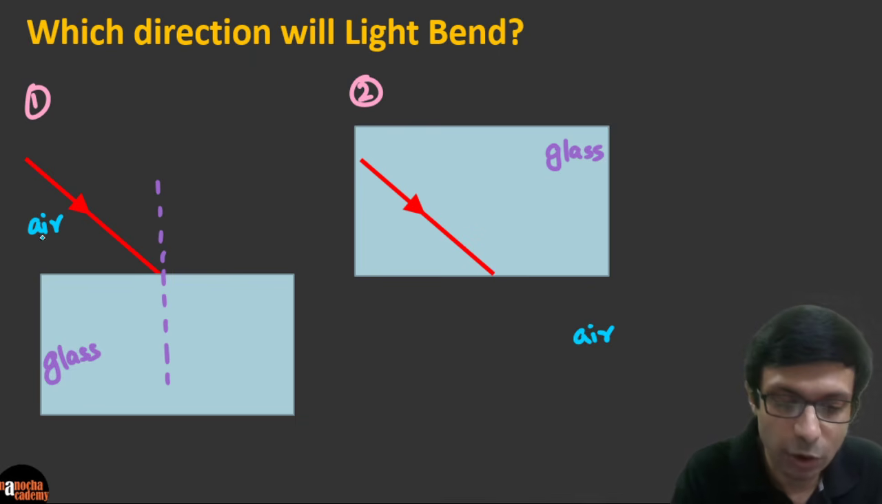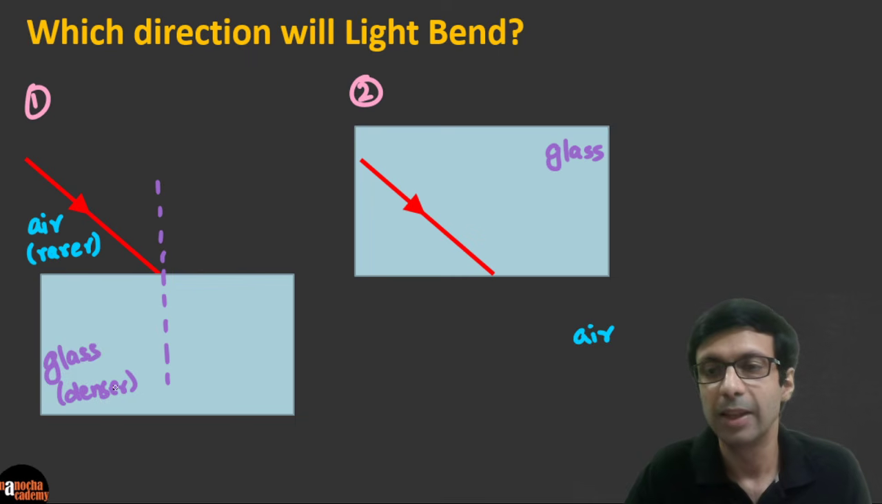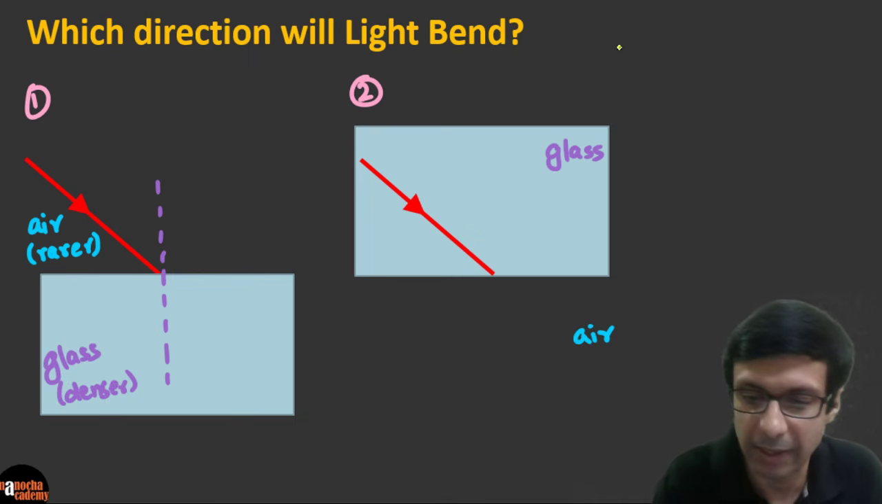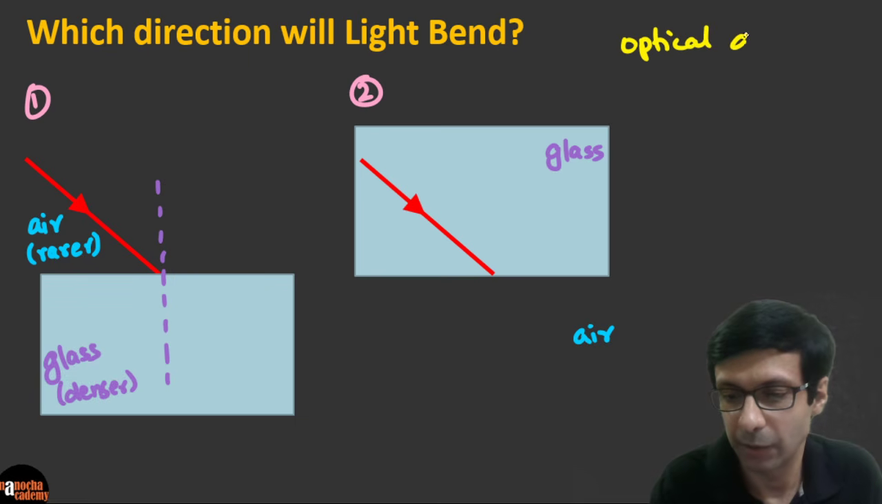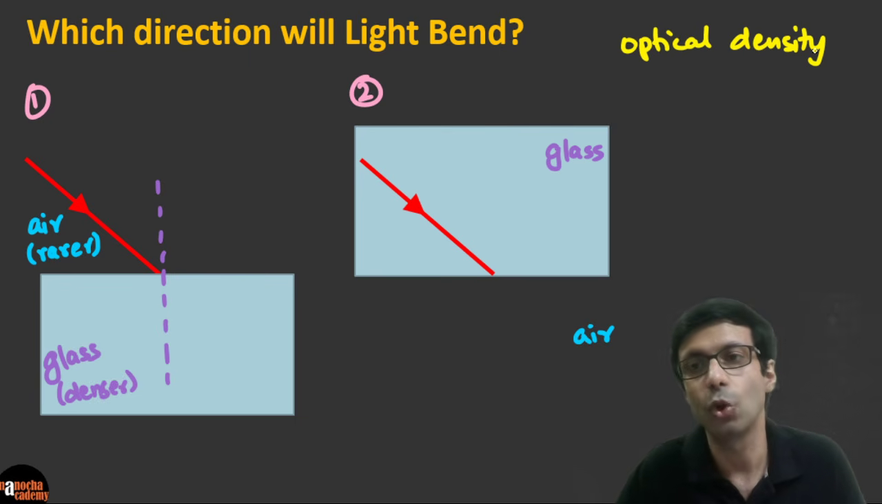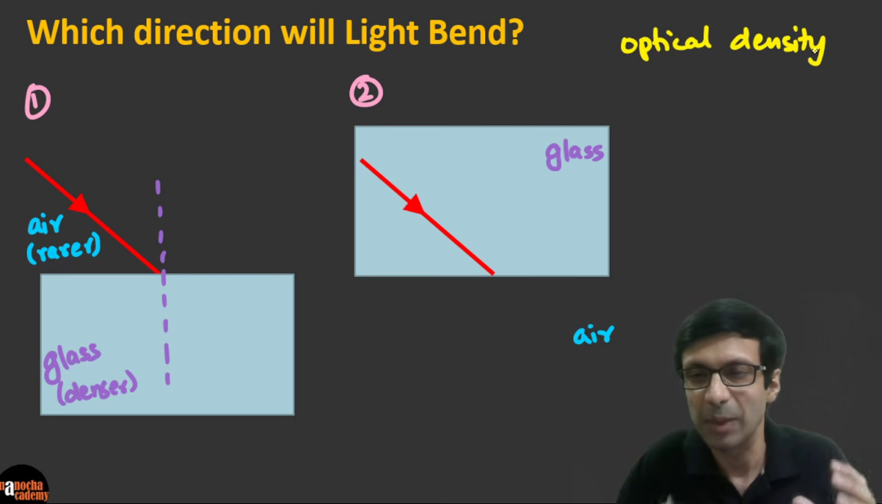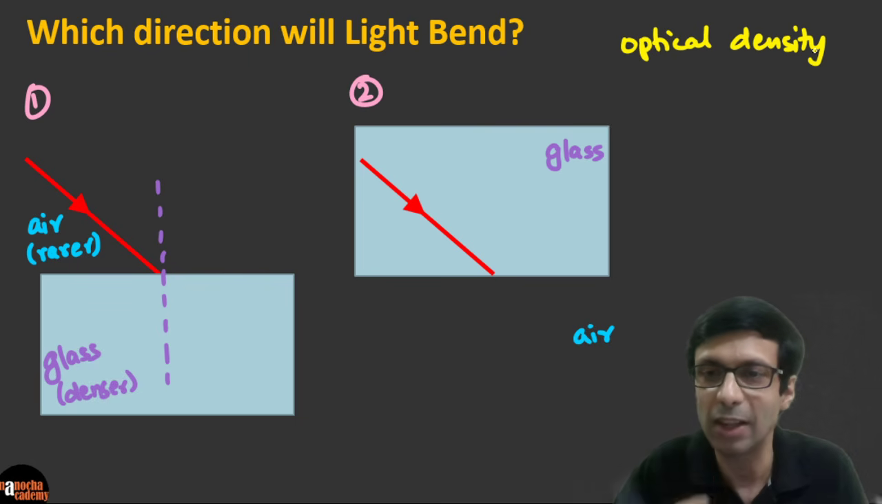Why is it? Because air is a rarer medium. If you compare air and glass, air is the rarer medium and glass is the denser medium. Just like in physics, you've heard about density, which is mass by volume. Similarly, there's this concept of optical density, density for light. They are not the same, but usually the substance which is denser is also optically denser. For light, air is a rarer medium, which means it is less dense, so light can travel faster through air.